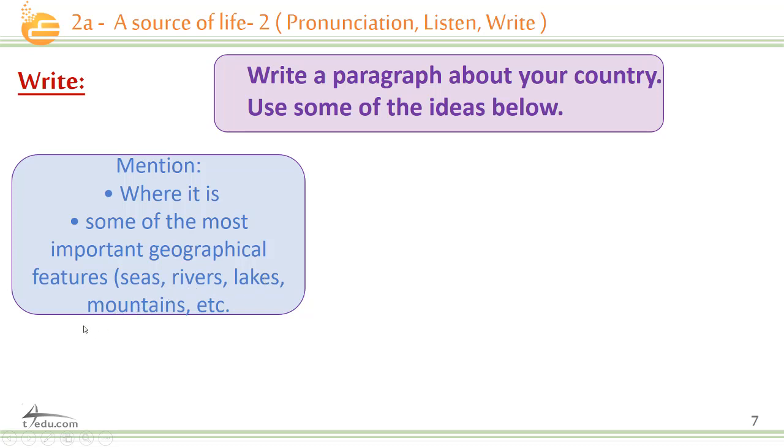Okay, we have the most famous mountains, the range of mountains here in Saudi Arabia, which is Al-Hijaz Mountains. We have the Red Sea, yes, and the Arabian Gulf. Do we have any rivers? No, we don't have any rivers. Very good. Do we have any lakes here in Saudi Arabia? We don't have any lakes. So let's see our paragraph.